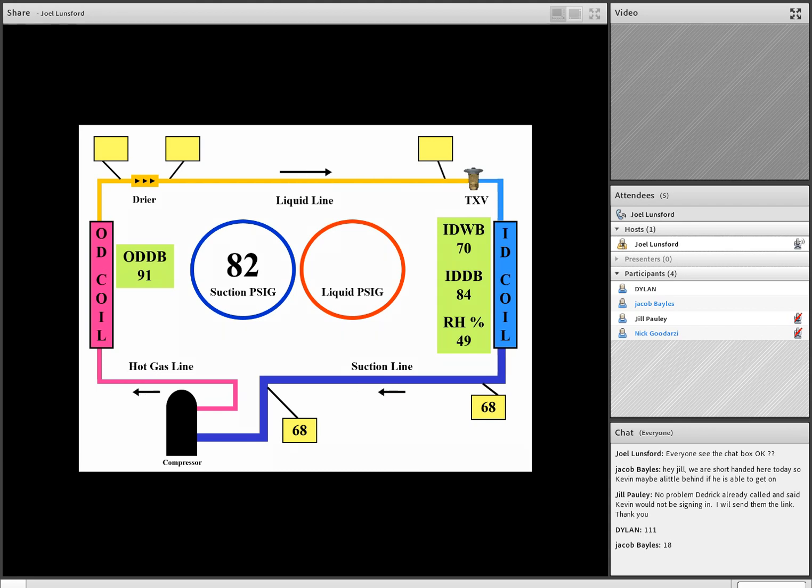Now, team, you'll also notice throughout the refrigeration cycle we have these yellow temperature blocks. The yellow temperature blocks will indicate the temperature of the lines and the components that it's measuring.